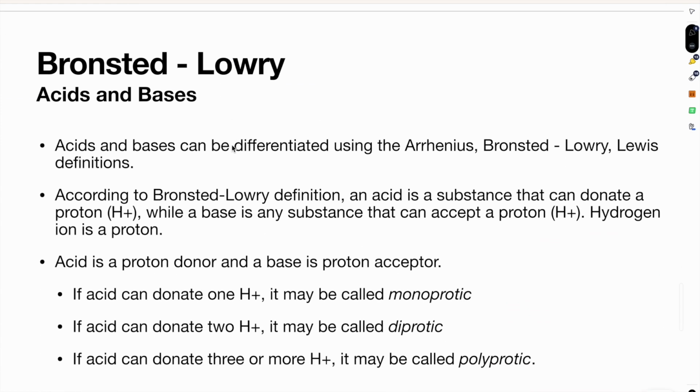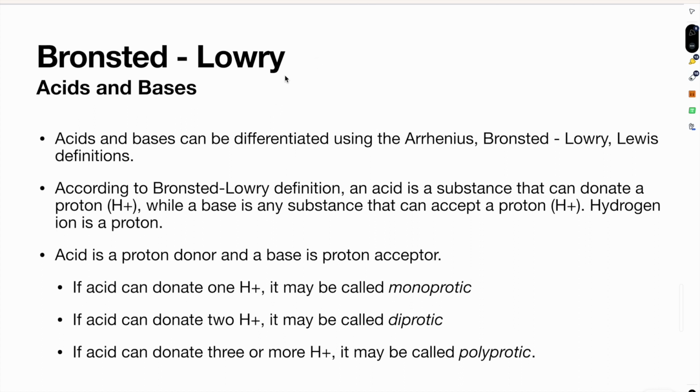So Bronsted-Lowry, acids and bases. Bronsted and Lowry are the scientists who came up with acids and bases. So acids and bases can be differentiated using Bronsted-Lowry or Lewis definitions, including Arrhenius, but we will focus on Bronsted-Lowry. So acid is a substance that can donate a proton. Unsa na proton? Hydrogen proton. While a base is any substance that can accept a proton.